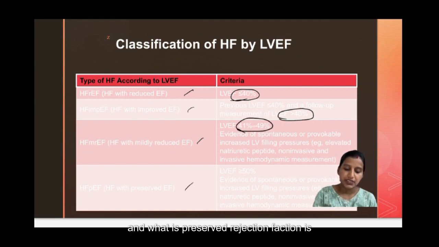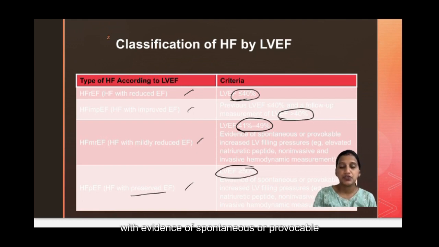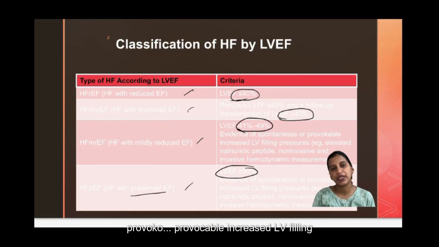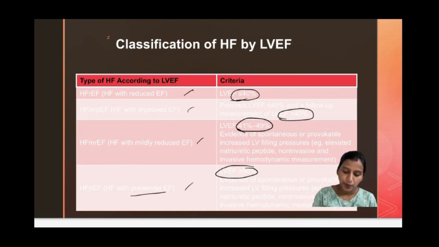And what is preserved ejection fraction? It's basically ejection fraction more than 50% with evidence of spontaneous or provocable increased LV filling pressures, for example, elevated natriuretic peptides, non-invasive and invasive hemodynamic measurements.